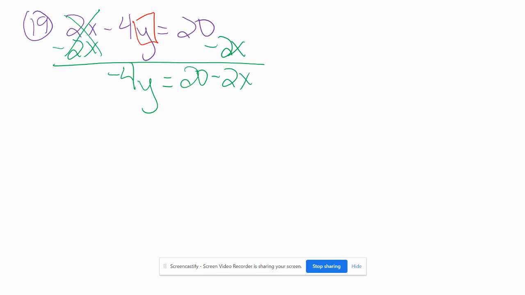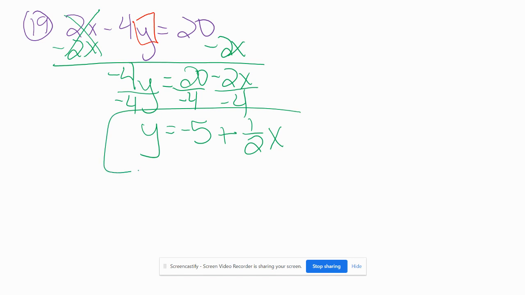Our last step, this is negative 4 times y. The opposite of multiplying by negative 4 is dividing by negative 4. Don't forget, every single part gets to be divided by 4. Negative 4 over negative 4 is positive 1 with the y. We don't have to write it, but you can if you want to. 20 divided by negative 4 is negative 5. A negative divided by a negative is a positive. 2 over 4 simplifies to 1/2 and x. And so this is solving to get y alone.